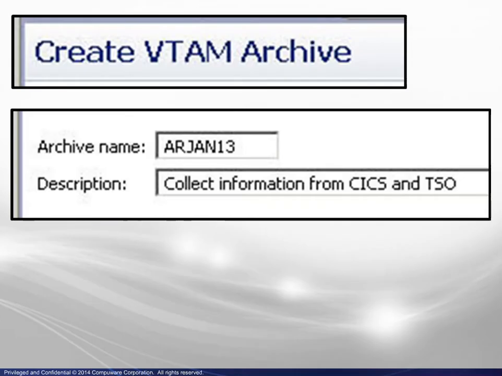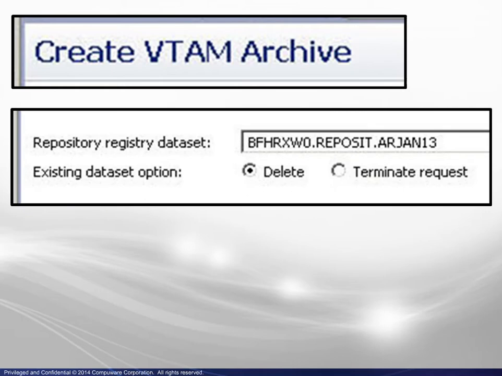First, the archive is given a name. The description entry is optional, though encouraged. Next, the repository dataset name is entered. This should be a new dataset name, unique to the archive request. If this name is already in use by another archive request, the create will fail.